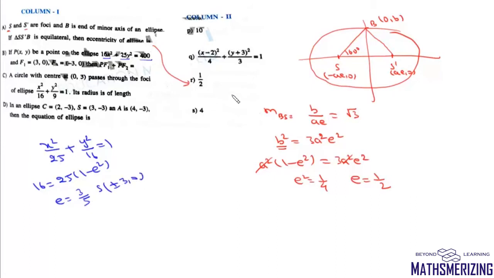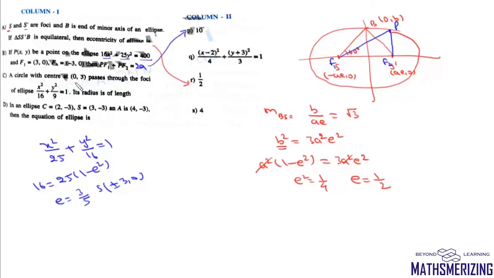So it says P is a point on this ellipse and F1 and F2 are foci of this ellipse. We need to find PF1 plus PF2. Now we know that this is the focal property of ellipse, which says PF1 plus PF2 is simply 2A, and A in this case is 5. So it is 10. So option B matches to P.